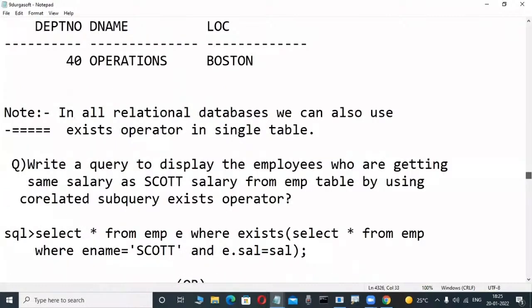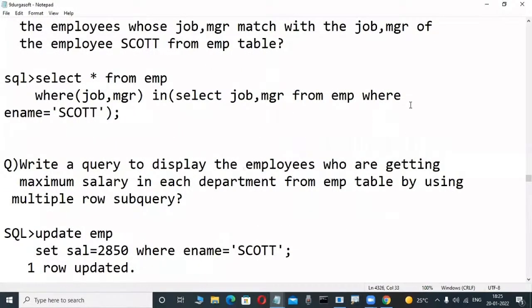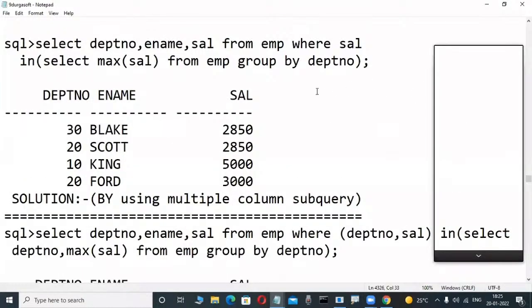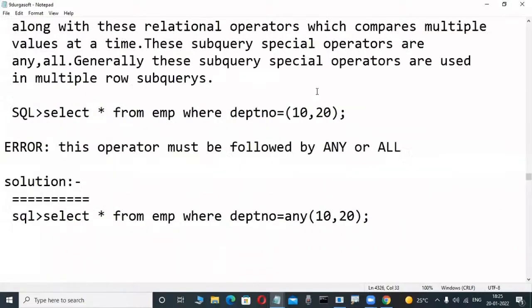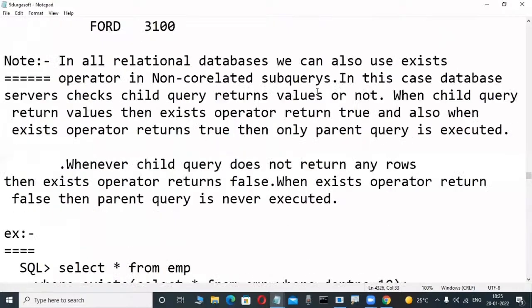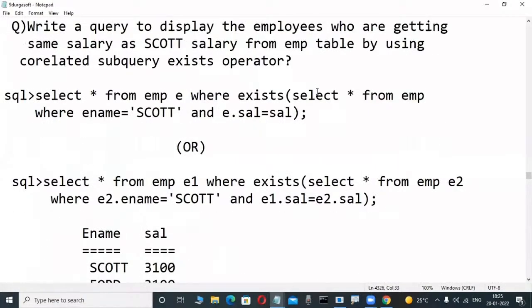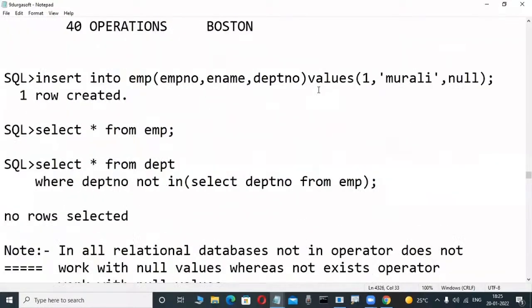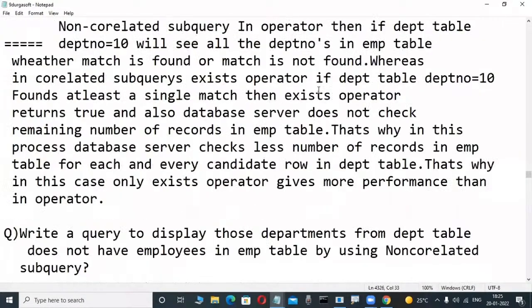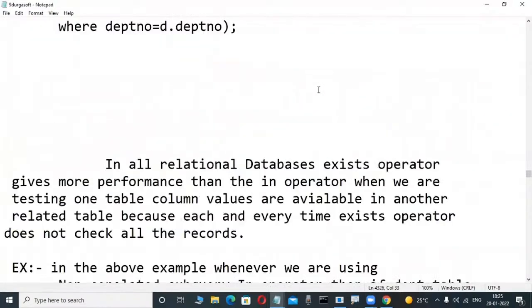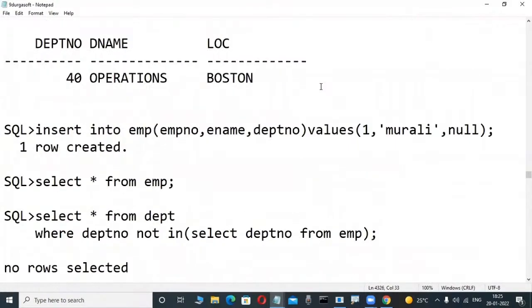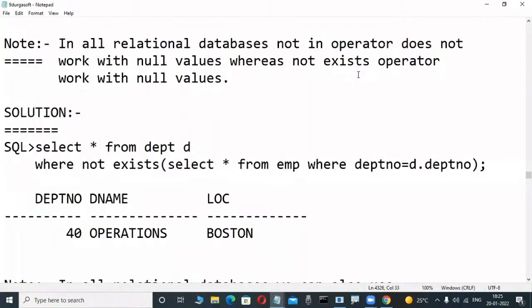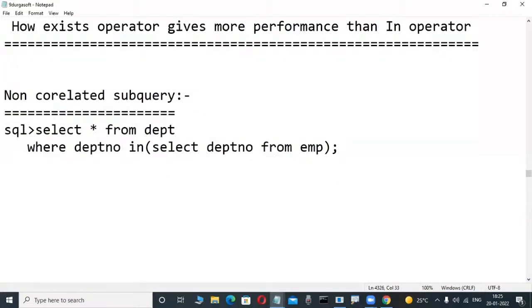Suppose you are attending an interview: display the nth highest salary employee, the second highest salary employee, delete duplicate rows. These types of things are there, and we are learning all of them in our course. Some queries are there, and we are familiar with these things. Don't worry. Then database objects, so many things are there. We are learning them.